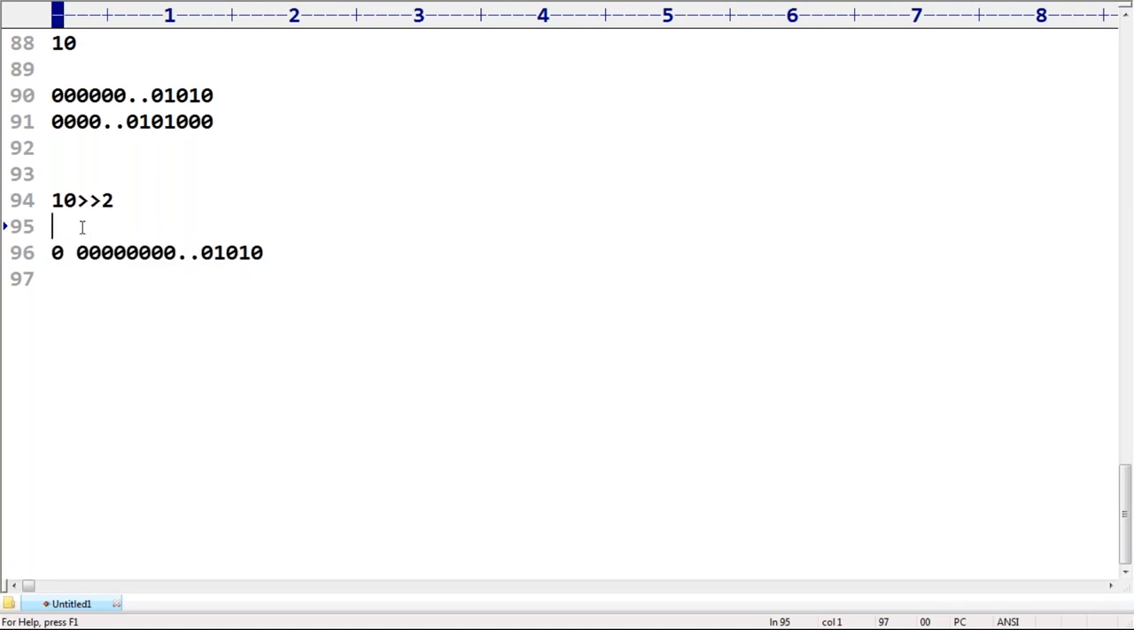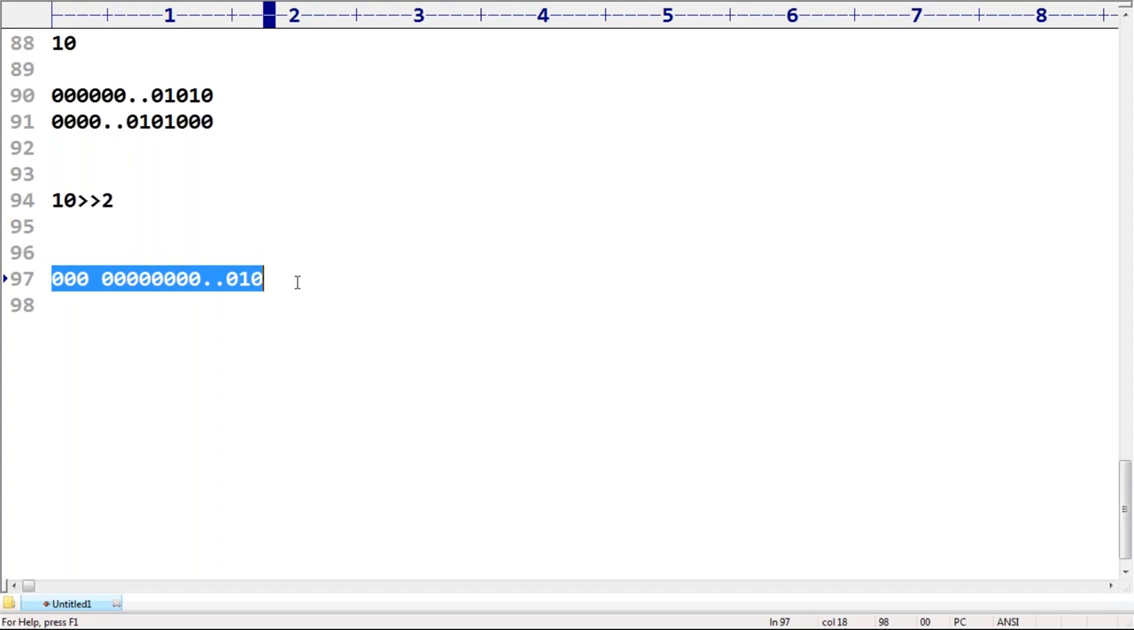Now I want to shift 2 cells to the right hand side. If you shift 2 cells to the right hand side, then the last 2 bits will be gone. Here 2 vacant cells will be formed. These 2 vacant cells should be filled with the sign bit. Remember this, sir. The vacant cells coming on the left hand side should be filled with the sign bit. If it is a positive number, fill with 0. If it is a negative number, fill with 1. 10 is already a positive number, that's why 0 0 is going to come.